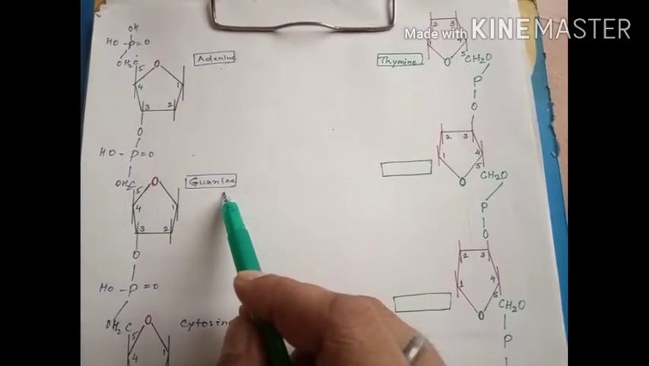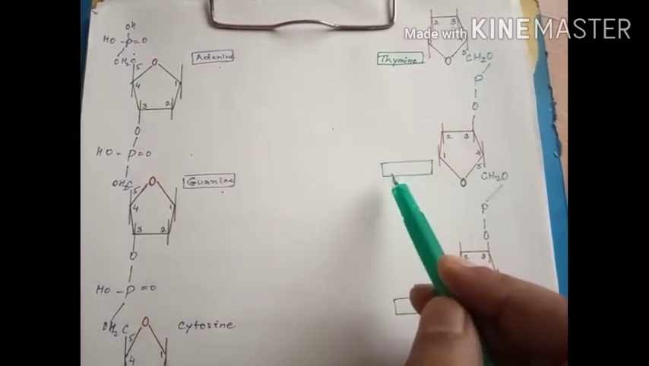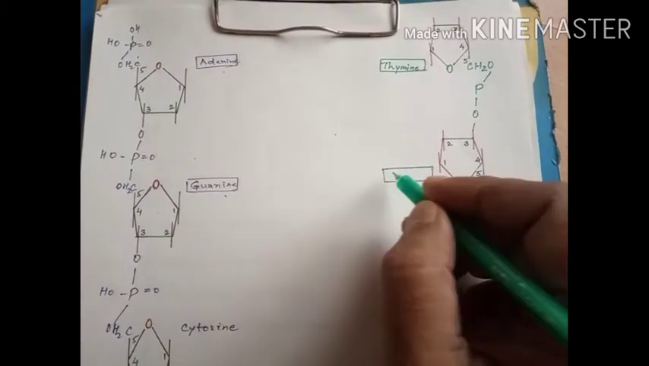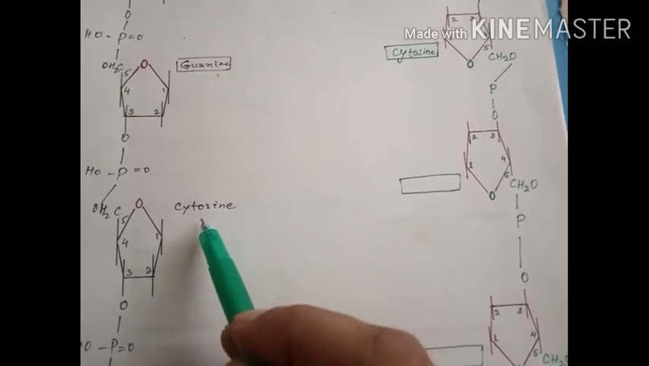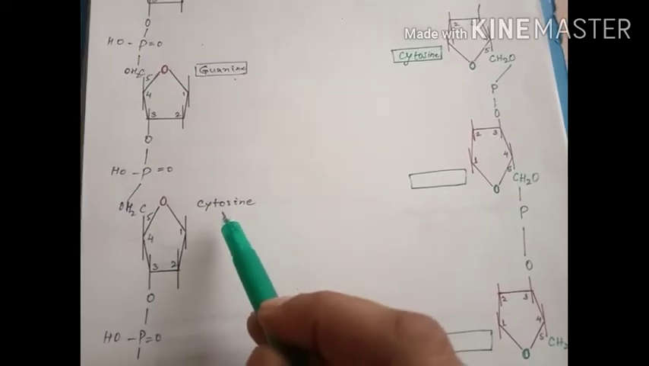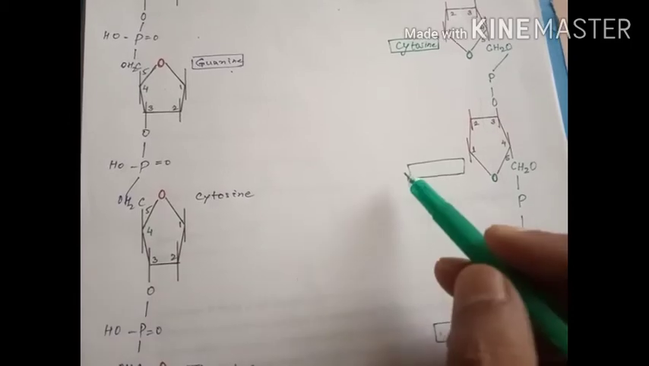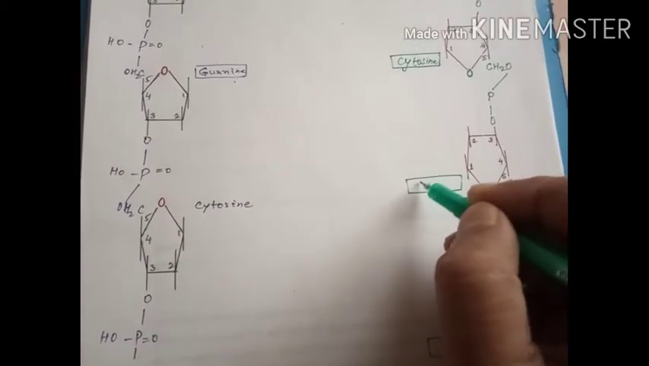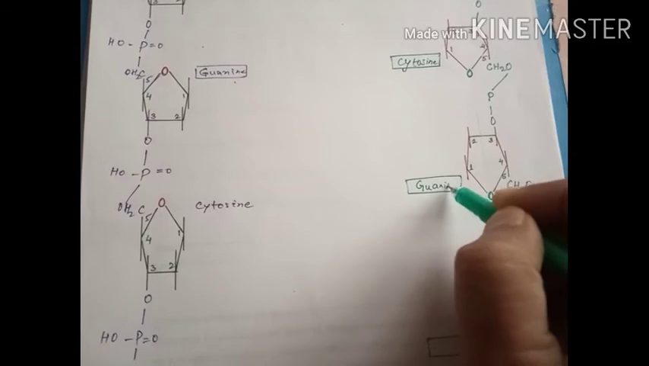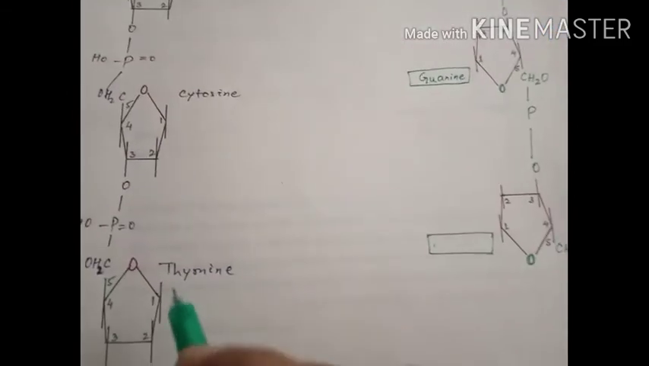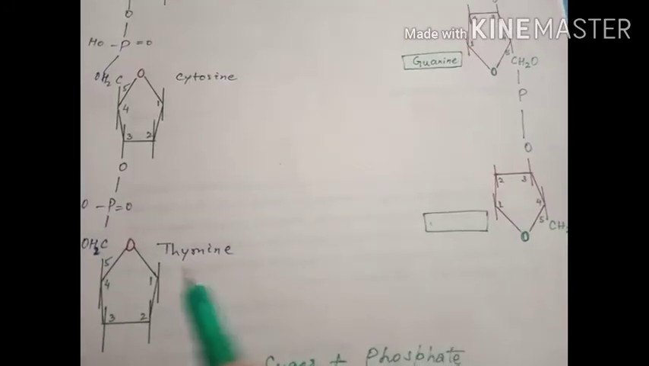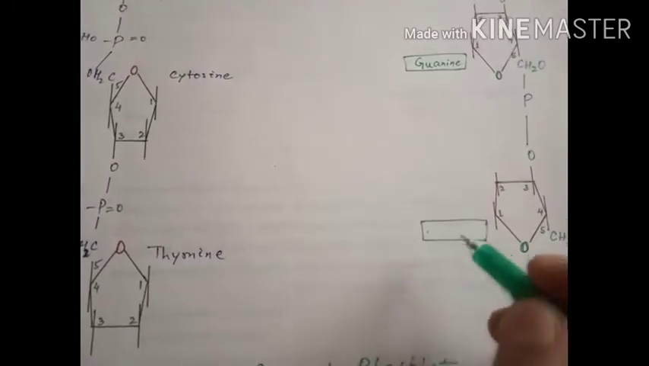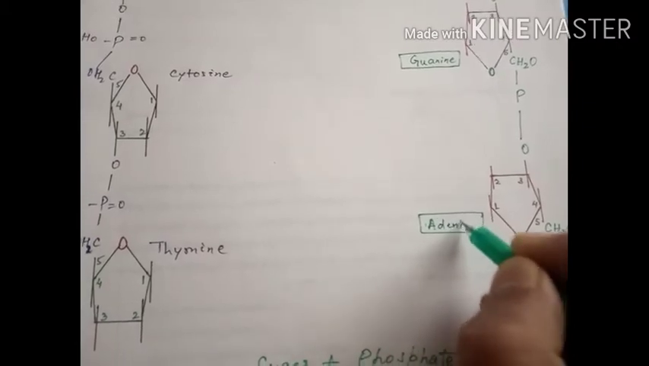Just like guanine, which is also a purine, will always show base pairing with the pyrimidine cytosine. Likewise, this is a cytosine, which is a pyrimidine. It always pairs with the purine guanine. And here thymine is there. Thymine is also a pyrimidine. It always pairs with the purine base adenine.